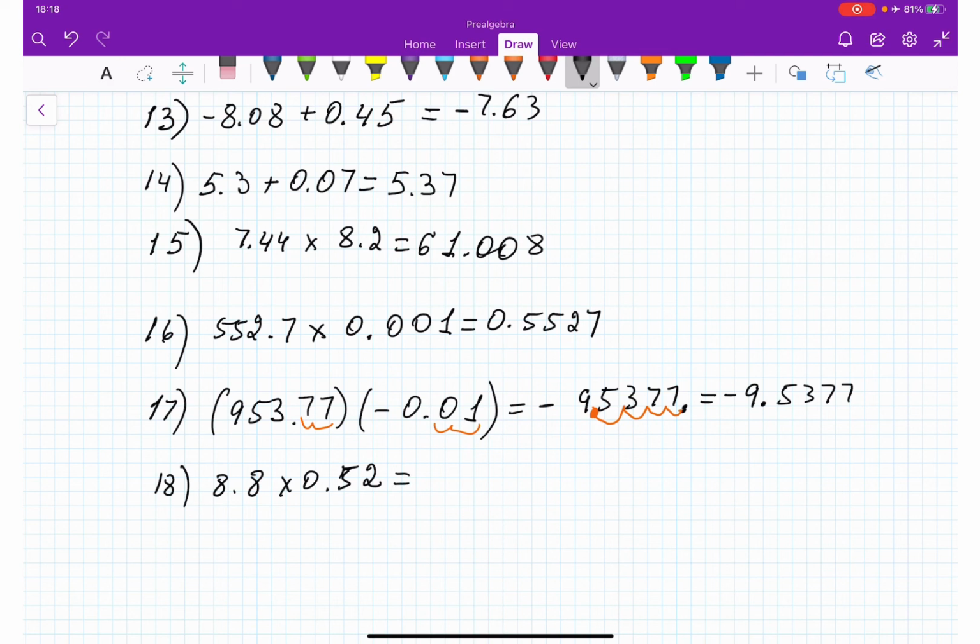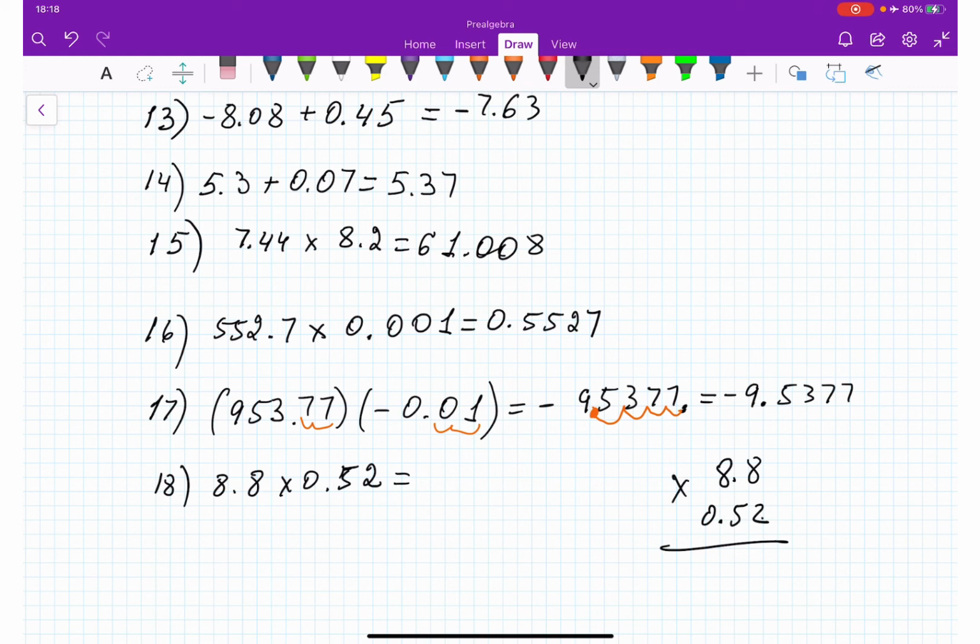So, equal. I'm going to put 8.8 times 0.52. Why did I put it this way? Although I said the number with fewer digits goes underneath, here you can say 3 digits, but 0 doesn't count because we are not going to multiply by 0. I'm going to multiply 52, so it's the same thing.